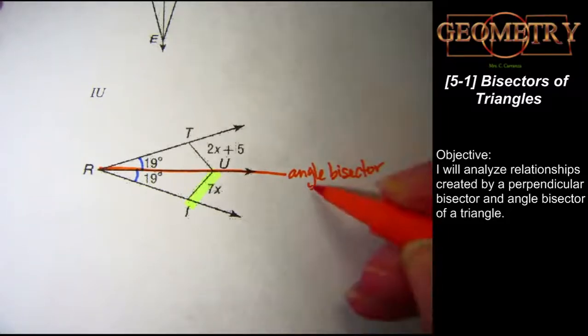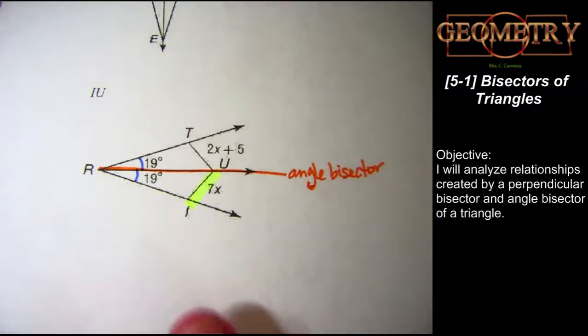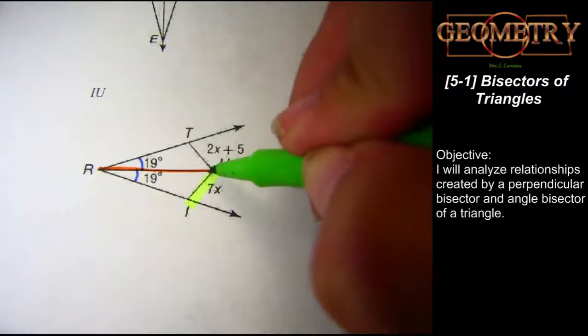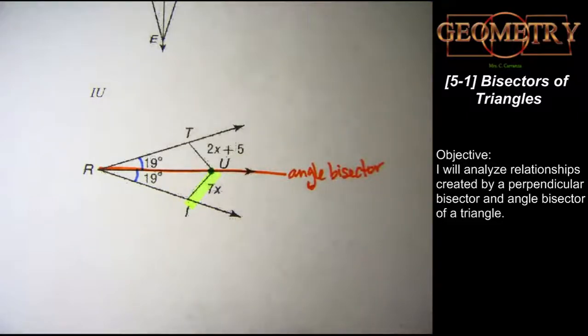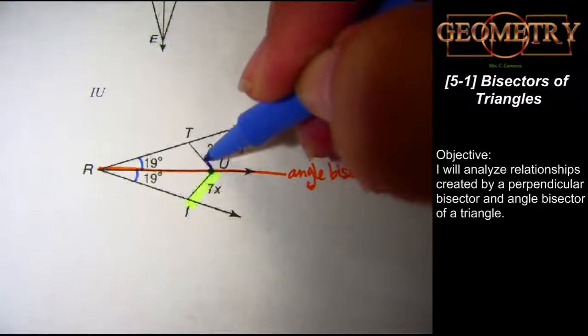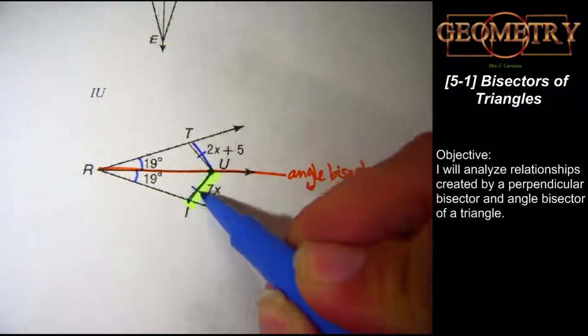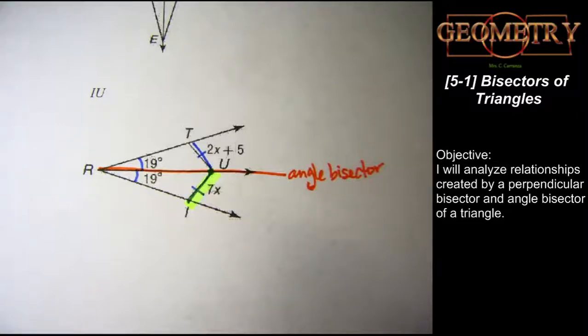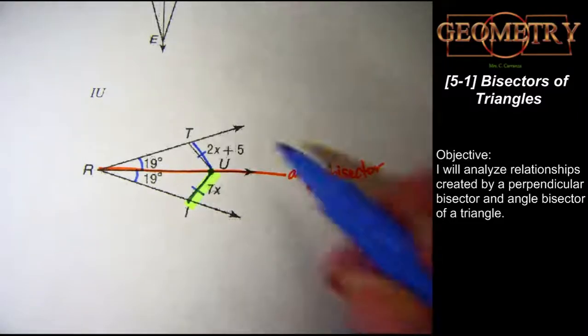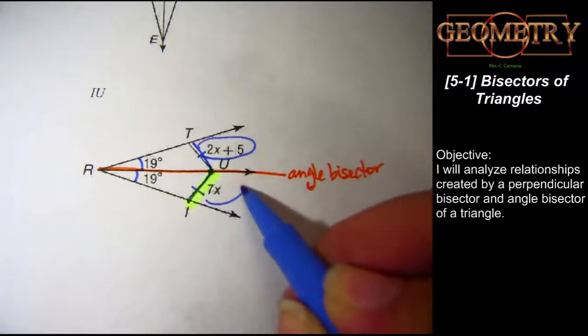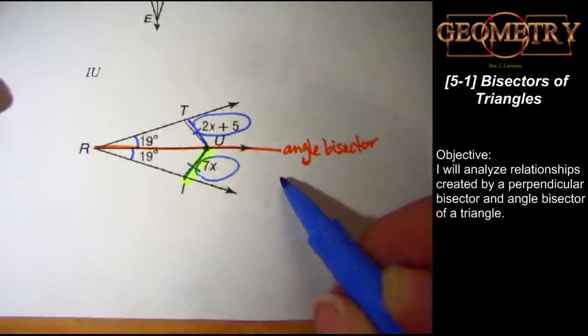And so we go to our angle bisector theorems, and one of them says if a point is on the bisector of an angle, and I have this point U that's on my bisector of an angle, then it is equidistant from the sides of the angle, which means this distance is the same as this distance. Which means that 2x plus 5 is equal to 7x, because these are value numbers.